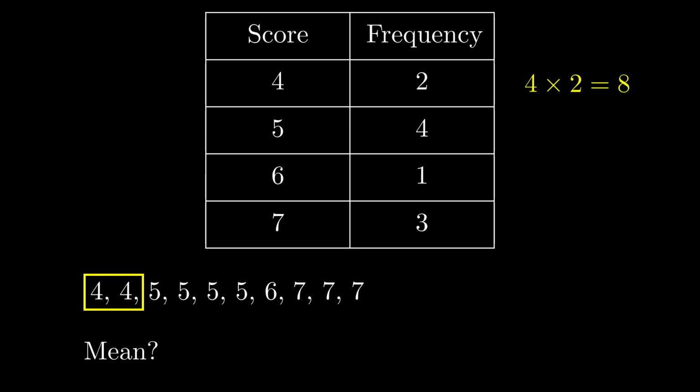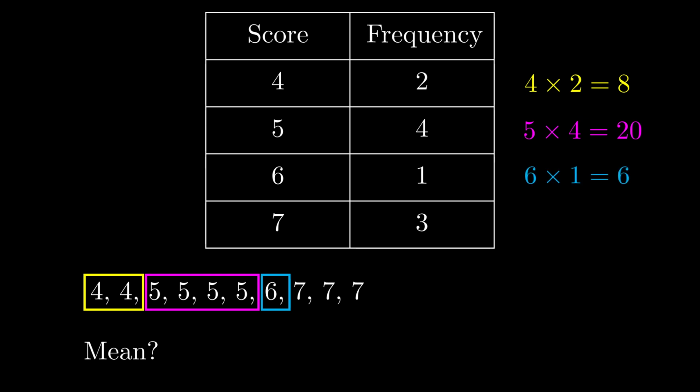And likewise for the 4 5s, rather than add up 5 plus 5 plus 5 plus 5, we could just multiply the 5 by 4, and we get 20. There's just a 6 there, so just 1 6. And there are 3 7s, which add up to 7 times 3, which is 21. Maybe those numbers on the right are quicker to add up. We can do that, and we get 55.